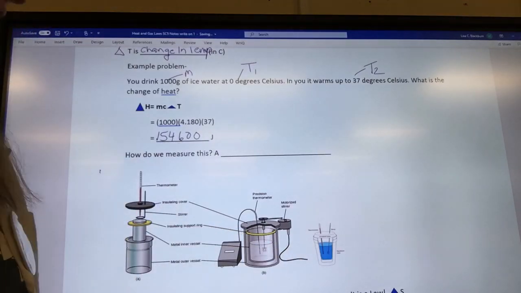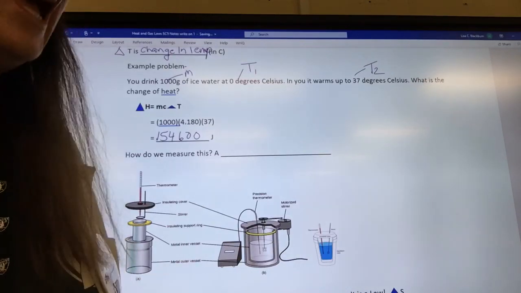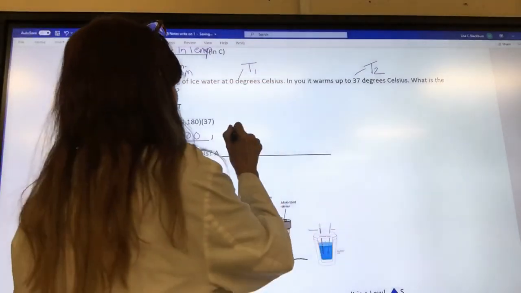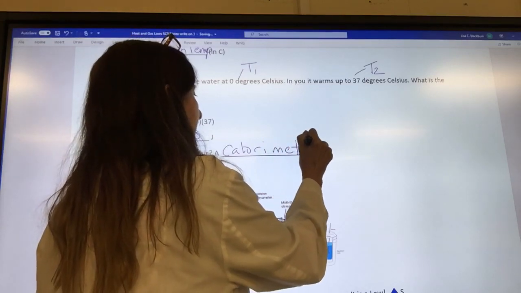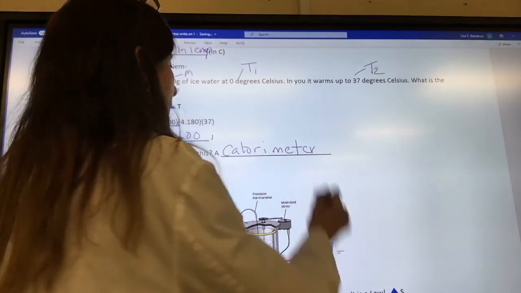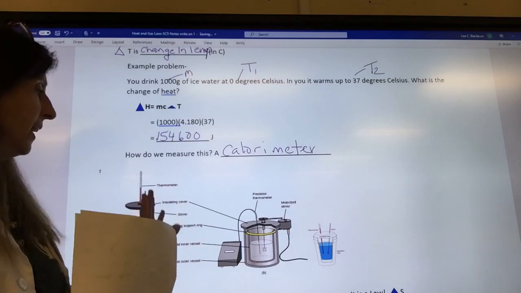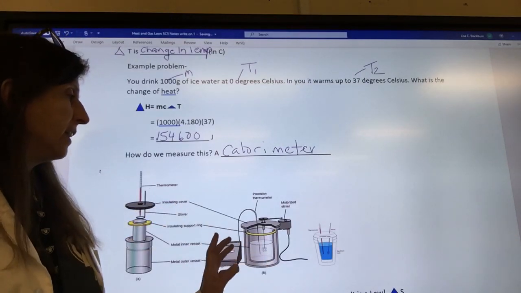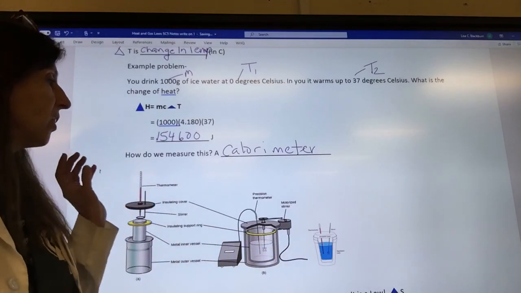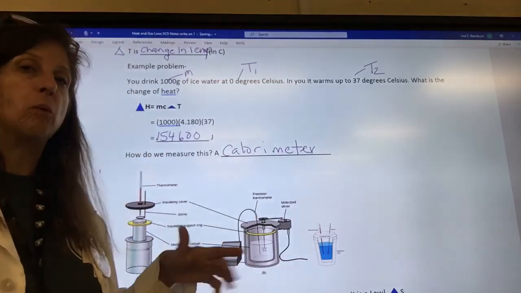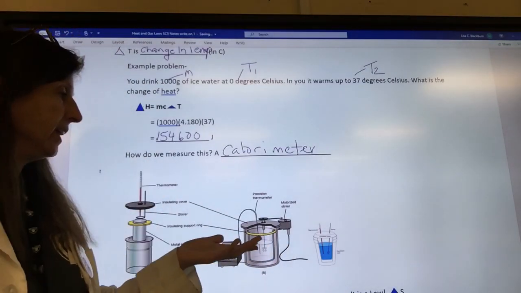Now, how do we measure this change in heat? There's a device called a calorimeter. Calorimeter, that's fun to say. C-A-L-O-R-I-M-E-T-E-R, a calorimeter. And this is a nice one. It has a thermometer. It's an insulated chamber. You can see the temperature change and measure that. The heat lost by what you put in here is gained by the water, and you weigh what you put in there so you get the mass, and then you can figure it out.